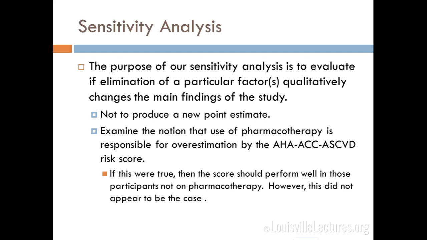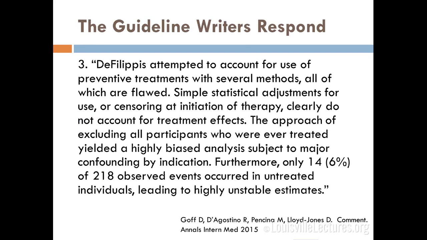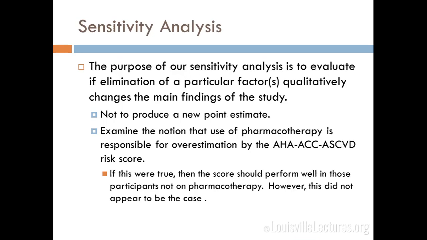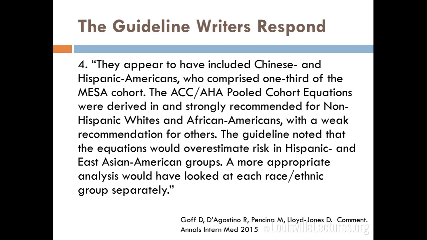So some of this I agree with. The purpose of the sensitivity analysis was not to come up with a new point estimate, because it is unstable. What it was, do they have any evidence at all to support their claim that it's medication use which is causing the overestimation? And the most objective way to look at that is with a sensitivity analysis. And the analysis didn't find anything to support that point estimate. So that was our conclusion there. We don't have too much more to say about that.